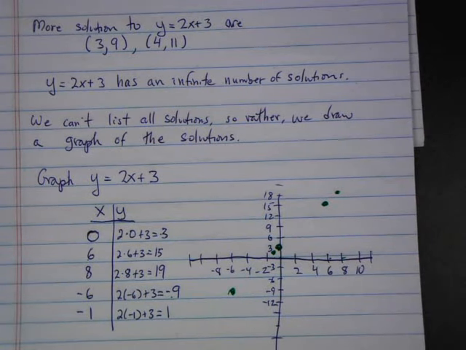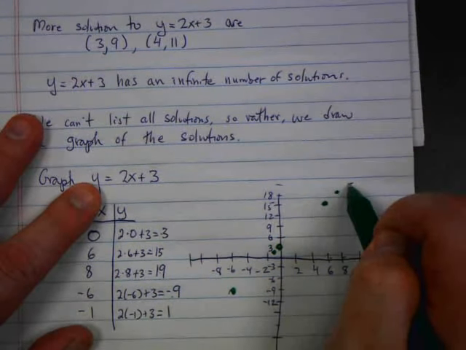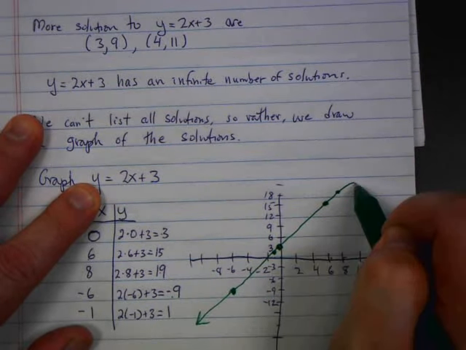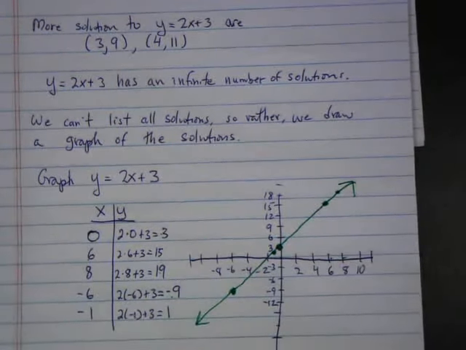Okay. Then what do we do? You make a line. You play a game of connect the dots. So there's your answer. There's what the graph of y equals 2x plus 3 looks like. Questions on that?